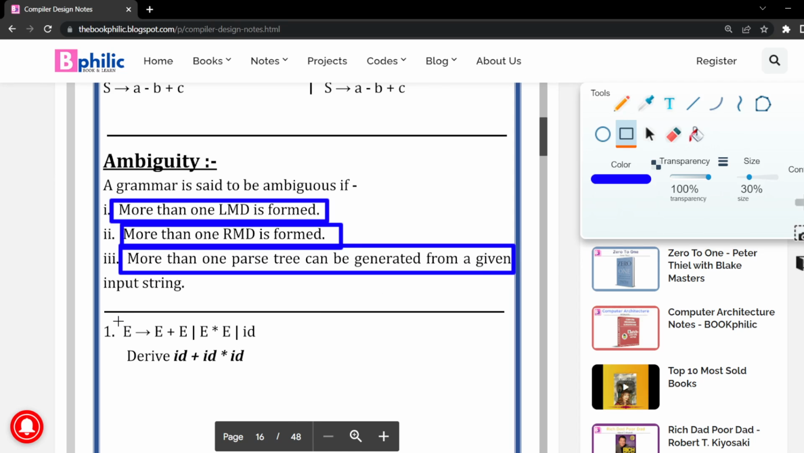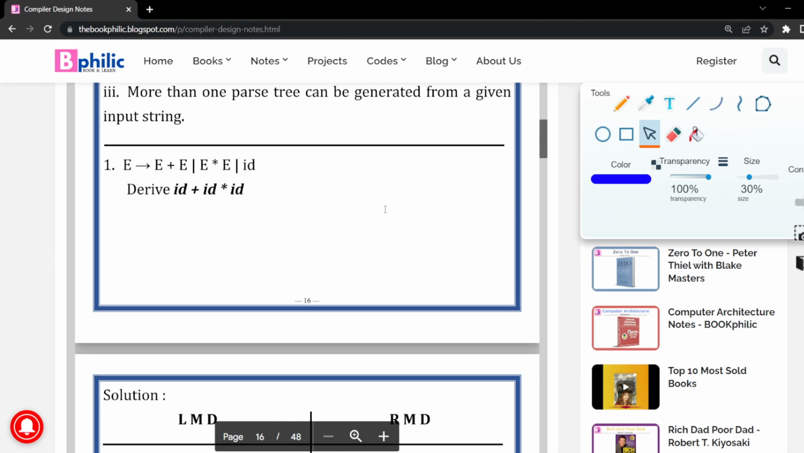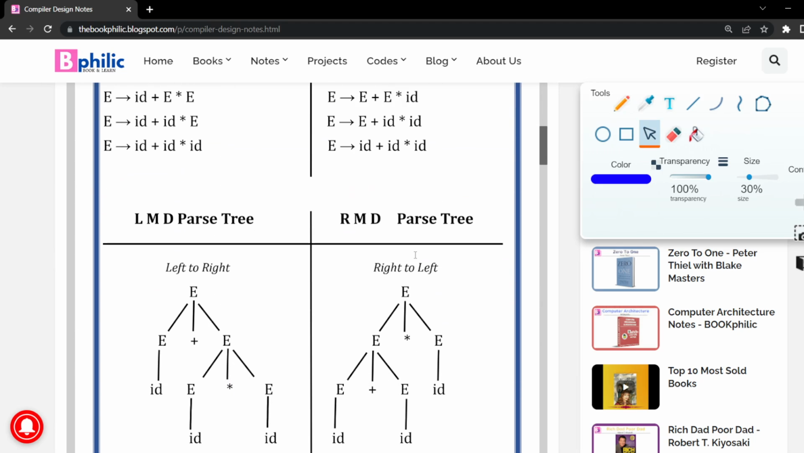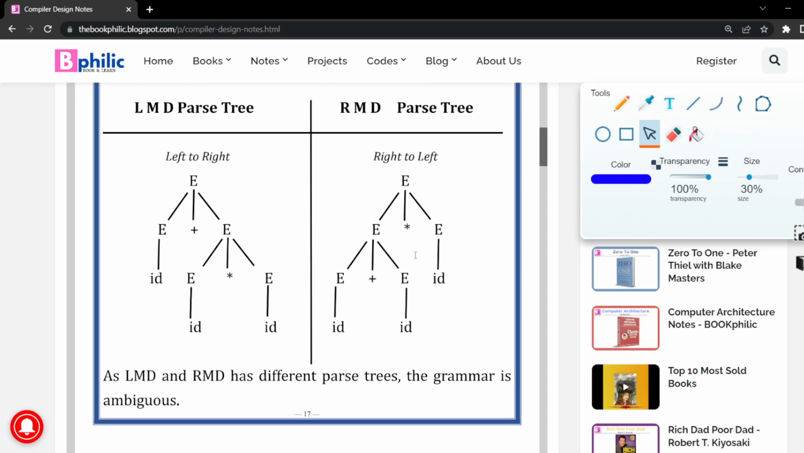So in our previous lecture, we took one example: E derives capital E plus capital E or capital E star capital E or ID, where ID is nothing but the terminal and capital E is nothing but the non-terminal. And here E is the start symbol. So let us understand. In our previous lecture we derived LMD and RMD and their respective parse trees in order to say that this grammar is ambiguous.